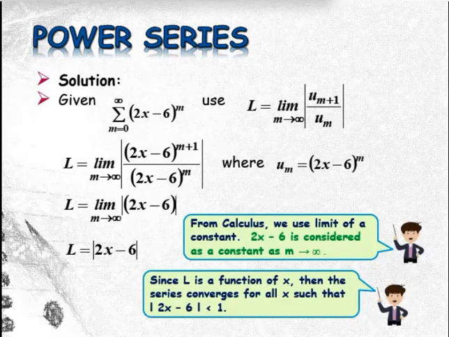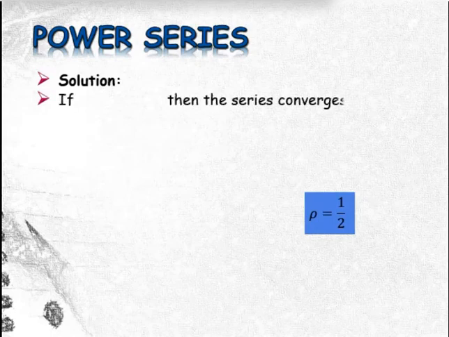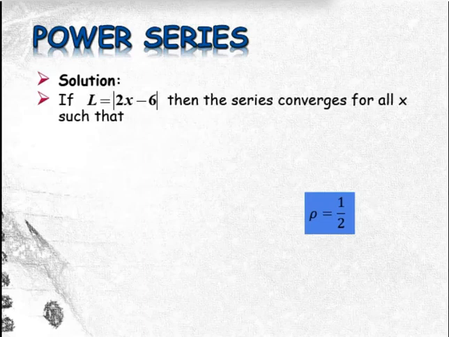Now, since the result is a function, we have to solve first for the radius of convergence by saying that the absolute value of 2x minus 6 must be less than 1. So using algebra, factoring, absolute value inequality, and continued inequality, we can determine the radius of convergence and the interval of convergence for the given power series. So if L is equal to the absolute value of 2x minus 6, then we say that the absolute value must be less than 1.